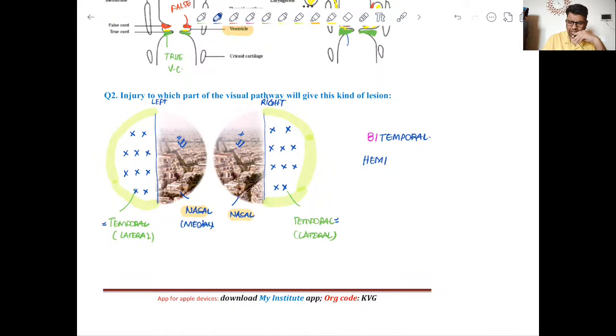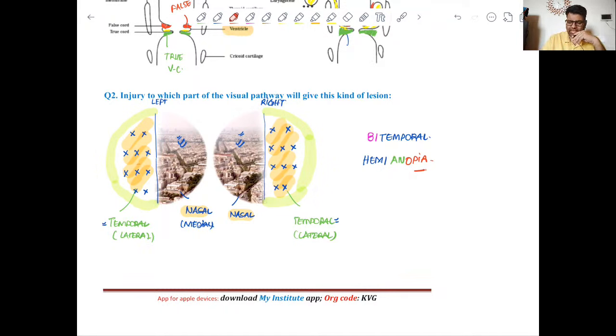Very good, Shanwaz bhai. So we will write the word hemi, and now there is no vision, right? So in this part there is no vision. So for no vision, what shall we write? Anopia. Clear? So this is the picture which is shown here.